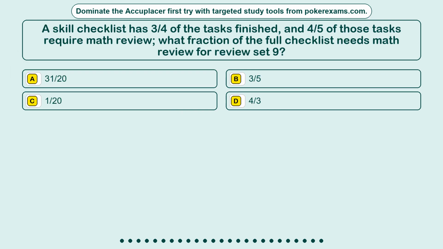Question 2. A skill checklist has 3/4 of the tasks finished, and 4/5 of those tasks require math review. What fraction of the full checklist needs math review for review set 9? Option A, 31/20. Option B, 3/5. Option C, 1/20. Option D, 4/3.